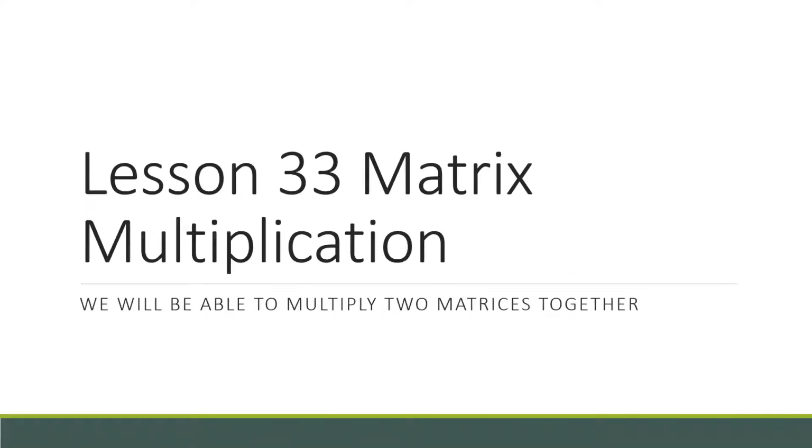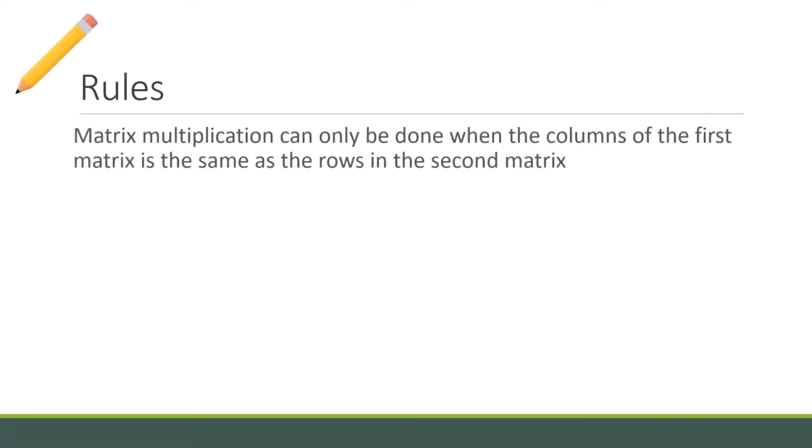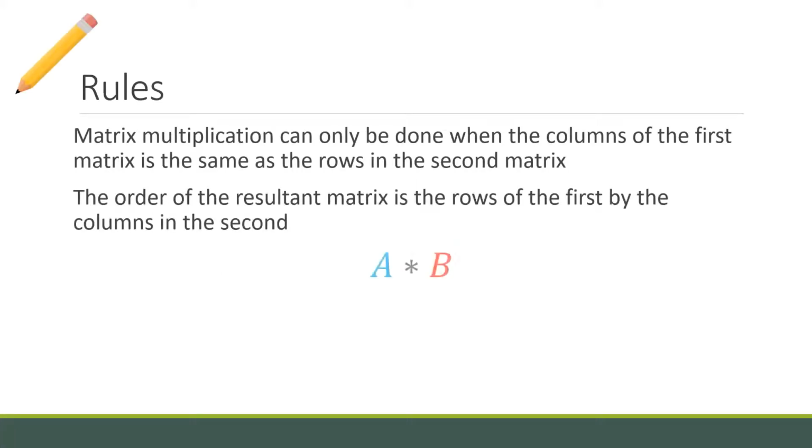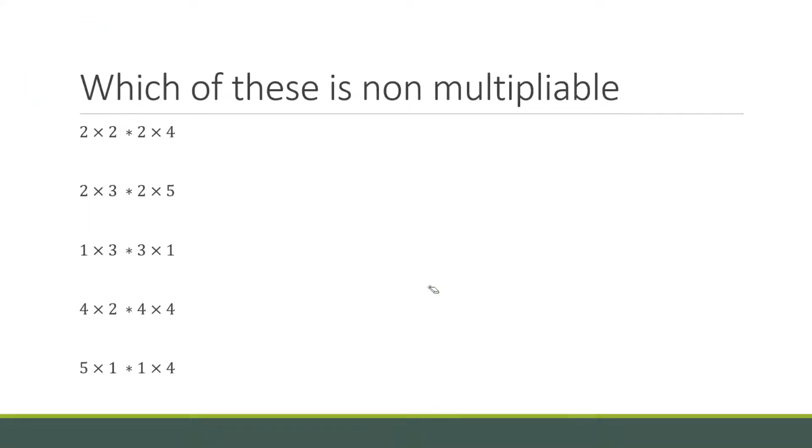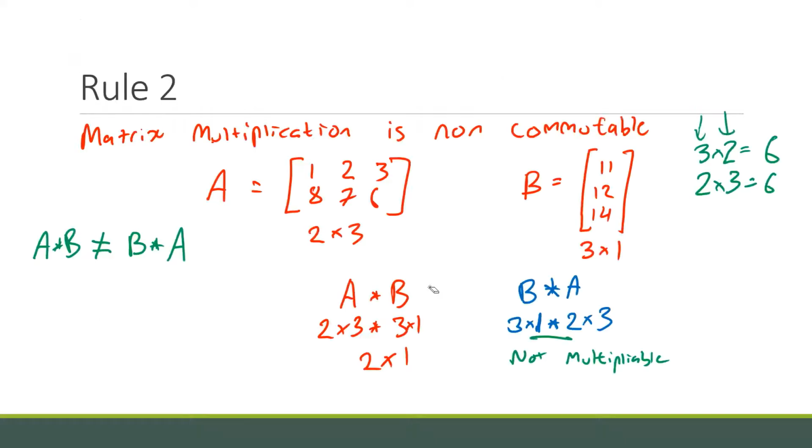Last lesson, we did this big idea of matrix multiplication. Matrix multiplication has two major rules. The first is that you can only multiply them if the columns of the first matrix are the same as the rows in the second matrix. And that means that these two numbers in the middle must match. The resultant matrix, the matrix that comes out at the end, is the rows of the first times the columns of the second. That's how big the final one is. We use that to check to see which one of these would work and which ones wouldn't work.